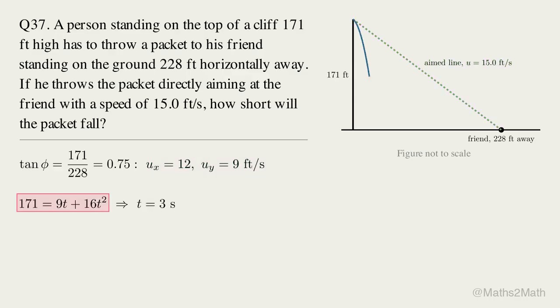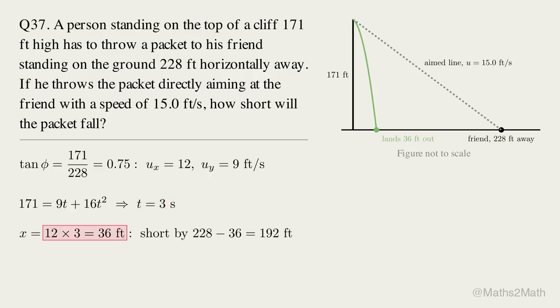Falling 171 feet. 171 equals 9t plus 16t squared. That solves to t equal 3 seconds. In 3 seconds, it travels 12 times 3, 36 feet outward. The friend is at 228, so it falls short by 192 feet.